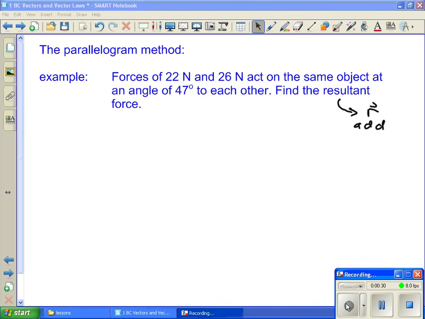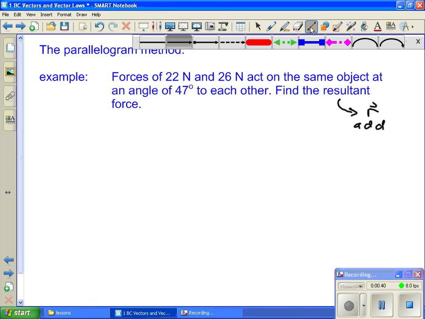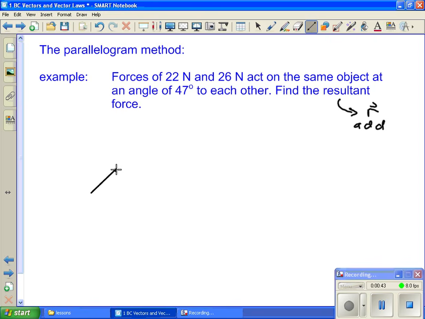Before we can add them, probably what we should do is draw a diagram illustrating our 22 Newton force and our 26 Newton force. So we'll draw a couple of arrows here. This one can be our 22 Newton force, and this one will be our 26 Newton force, just like this. Now, why have I drawn them like this? Because anytime we're told the angle between two vectors, we know that we have to place them tail to tail. So we've got our vectors tail to tail, 22 newtons and 26 newtons down here. And what is the angle in between them? 47 degrees.